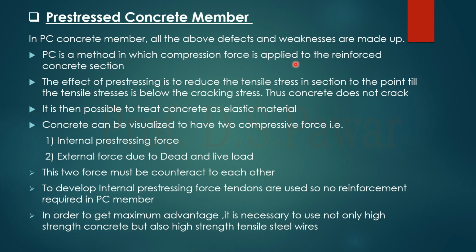So method compression forces is applied to the reinforced concrete section. The effect of pre-stressing is to reduce the tensile stresses in the section to the point where the tensile stresses are below the cracking stress. Thus the concrete does not crack. The aim of pre-stressed concrete is that the section will not have any tensile stresses. We want that section to be in full compression.